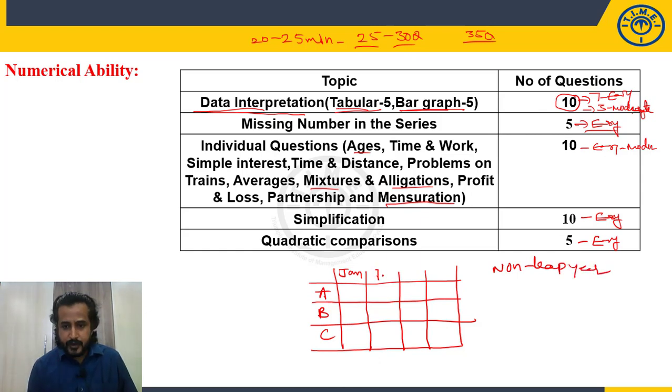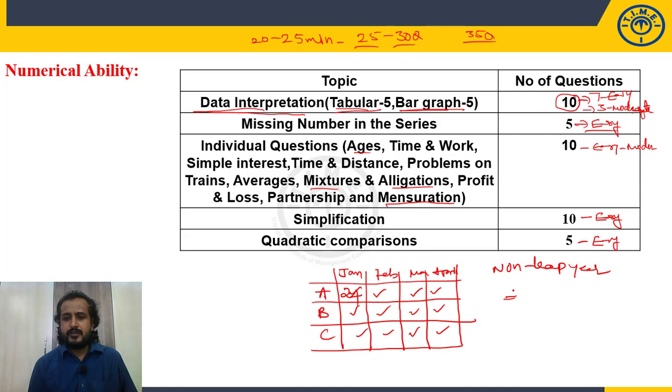Jan, Feb, March and April. And all these values are also given. Now the questions are related to working days and non-working days. Okay, now there is one question. The number of working days in January is given as 24.